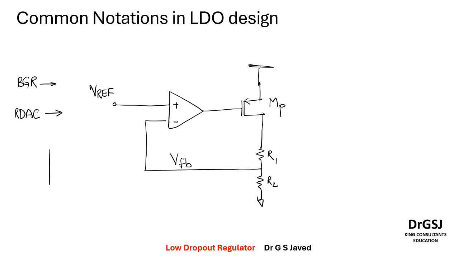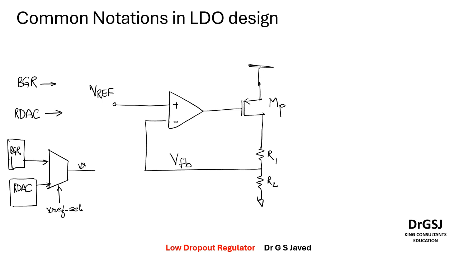You would typically define this with a muxed input, an analog mux, where you have the BGR output as one of the inputs of the mux. The second one would be the RDAC. RDAC is basically an R divider, an R ladder, where you select one of the taps to provide the output. So this would be a VREF, and the select line is given by VREF sel or VREF select. So this would essentially become your VREF to your input block. The names assigned here could be VREF_BGR, and this can be called VREF_RDAC.